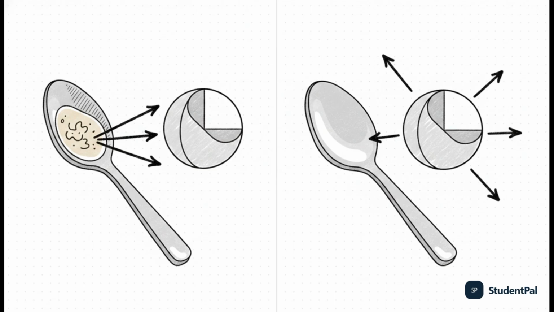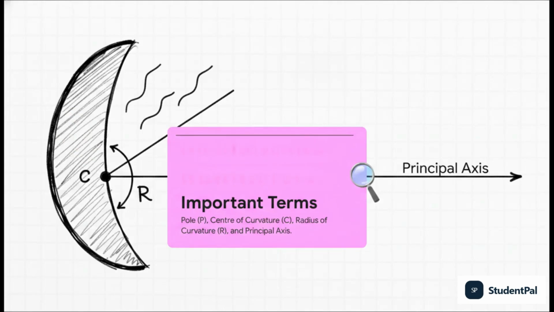Think of a spherical mirror as just a slice cut out from a hollow glass sphere. If the reflecting side faces the inside center, it's concave. If it faces the outside, it's convex. Before we can draw anything, we need to set up our mental whiteboard and define our core vocabulary. First up, the pole, represented by the letter P. This is the exact geometric center of the reflecting surface itself.